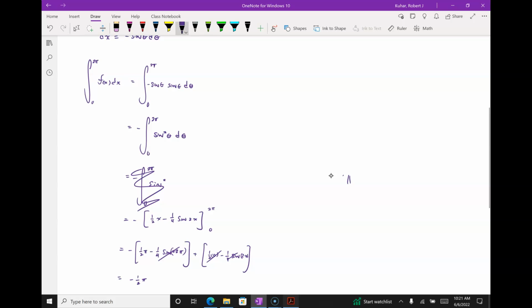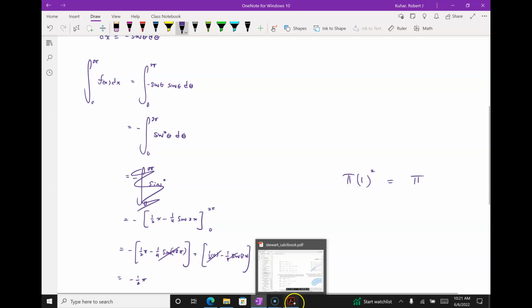I should get pi r squared, right? So that's a radius of 1. I should just get pi. I got the opposite of pi over 2. I don't know what I'm doing wrong. It's okay. Let me try another one.